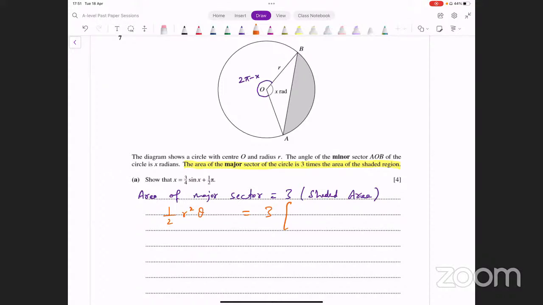आप इसको डायरेक्टली ऐसे भी लिख सकते हैं. Half r square theta minus half r square sin theta होता है ना? Half r square into theta minus sin theta. Right like this as well. Yes, अलग-अलग लिखना है. That's your choice. Remember, the thetas here are different. Let's call this theta 1, the left side wala, because that's for the major sector. Right side to minor sector wala, so that's half r square theta 2 minus half r square sin theta 2.